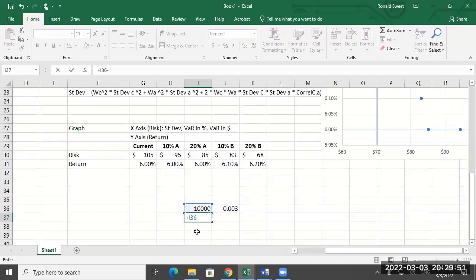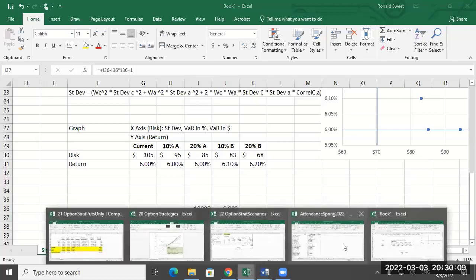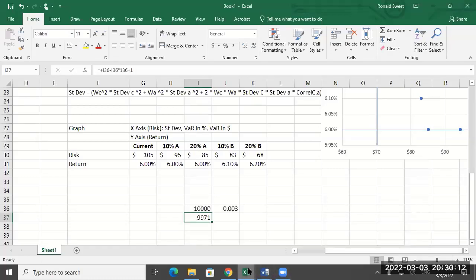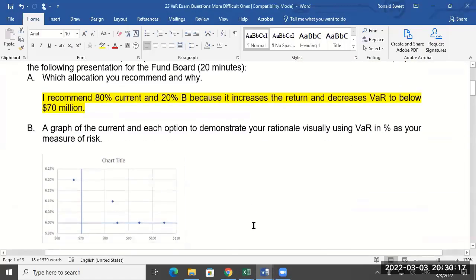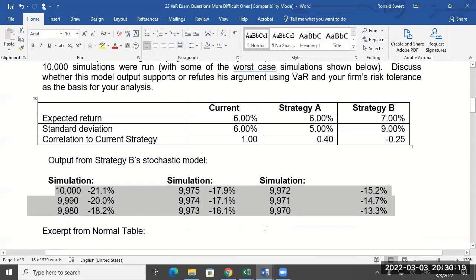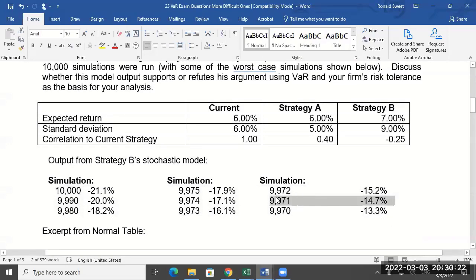10,000 minus. All right, I'll help you out here, but add 1. Yeah, why do we add 1? Because we're counting number 10,001. I should have asked Win-Win as well, right? Win-Win, is this right? 9971. I'm stressing them out because they have an exam they have to do this on. All right, so we want simulation 9971. Do y'all see that one? So the VAR of the simulations would have been negative 14.7.